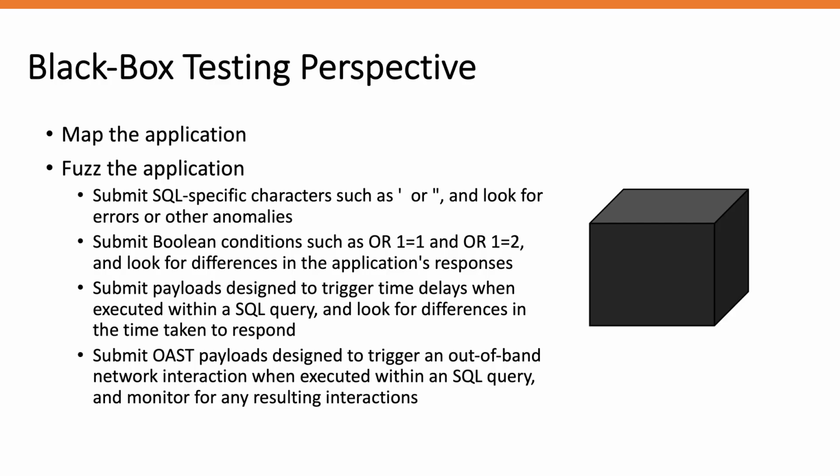That's a high-level overview of my methodology when it comes to testing from a black box perspective. There's really two steps. First, mapping the application, so listing all the input vectors in the application, and then fuzzing the input vectors to see if I can find a SQL injection. And again, when it comes to fuzzing the input vectors, you can refine your requests based on the responses that the application gives you.